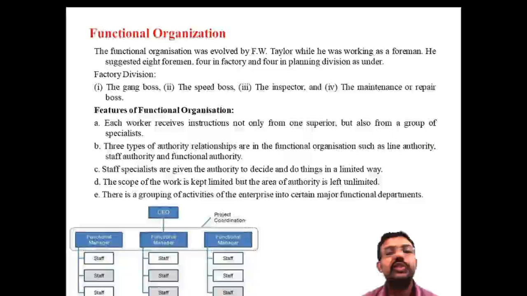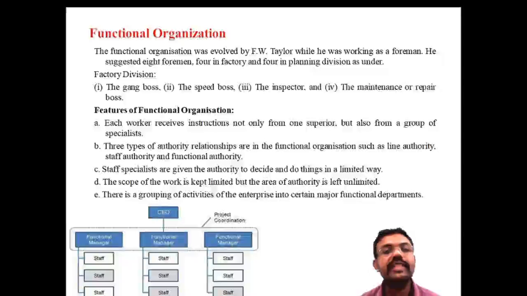And the third one is the functional organization. Compared to the line and staff organization, the functional organization has strength because there is a functional manager. Look at this diagram. Here the CEO appoints functional managers to control each function. There is a production function, a finance function and a marketing function. In order to control production, marketing and finance, the management appoints functional heads, specialized persons, to perform in each function. So that is a functional organization.